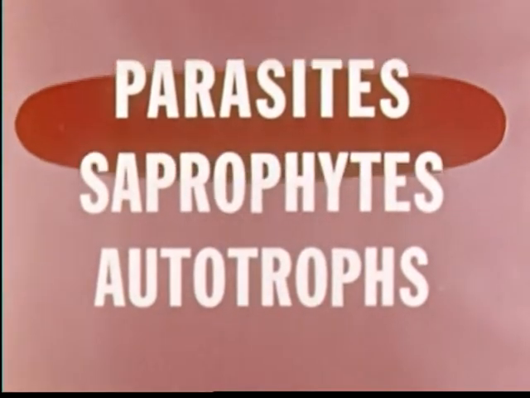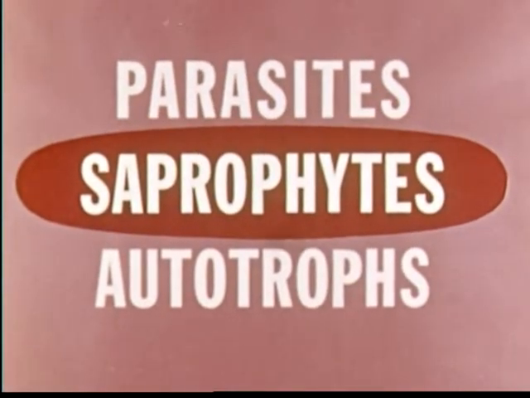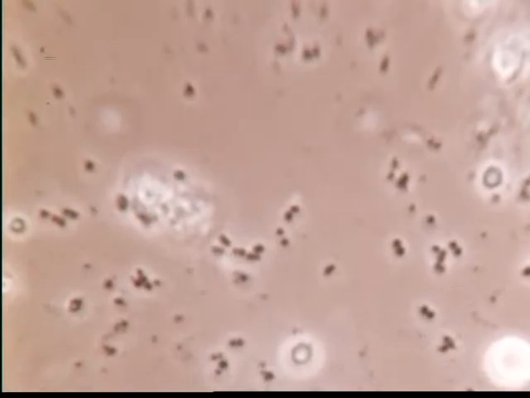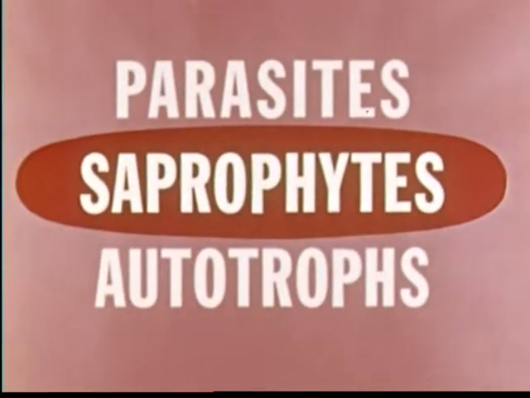Saprophytes live upon dead plants or animals or their products. Saprophytic bacteria produce enzymes that cause the chemical breakdown we call decay. There are more kinds of saprophytic bacteria than of any other type.